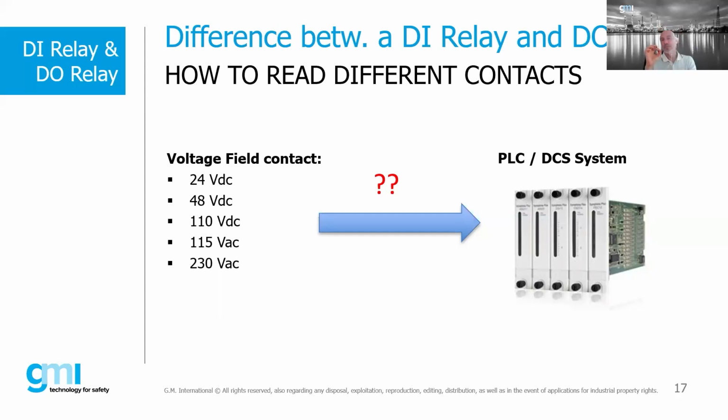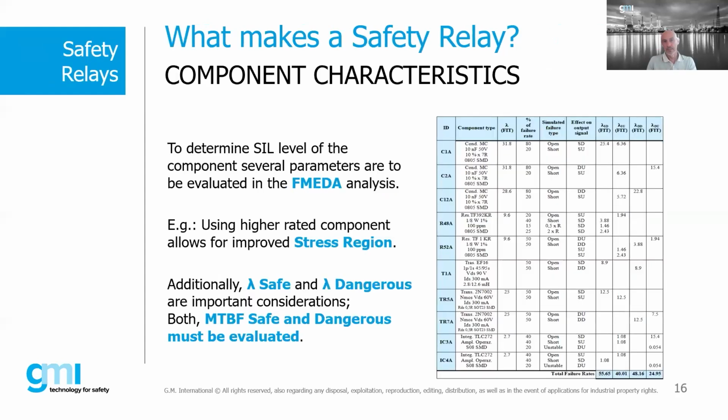Sorry, Gabriele, there is a question related to the previous slide that is better to explain now. The question is, how is the calculation done for dangerous undetected failure? That is a good question. If you remember, let me go back so we can have an interactive presentation.